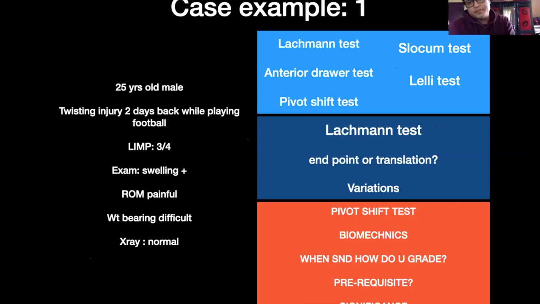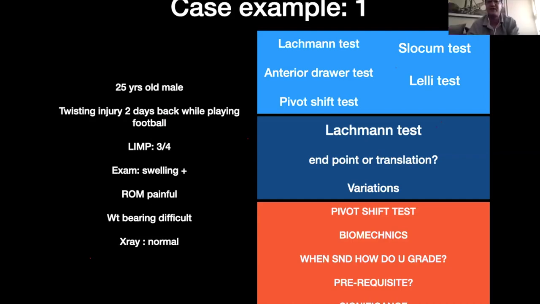The second variation is you could have the knee off the table. Off the table, with your left hand, you stabilize the thigh again, and with the right hand, you assess your translation. You can do something which is known as a prone Lachman's. You could have the patient prone and do a prone Lachman's also.